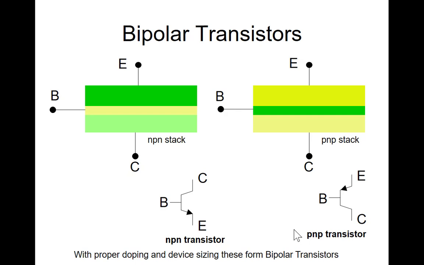So here's the symbol of an NPN transistor and a symbol of a PNP transistor. If you dope these devices appropriately and you have the right dimensions, we form a bipolar transistor. Just because we put PNP or NPN together doesn't necessarily mean we form a bipolar transistor or a decent bipolar transistor. But if you have the dimensions correct and the doping levels correct, then we'll form a bipolar transistor.